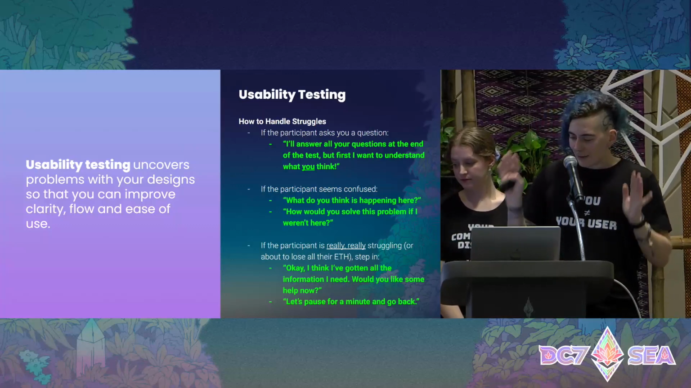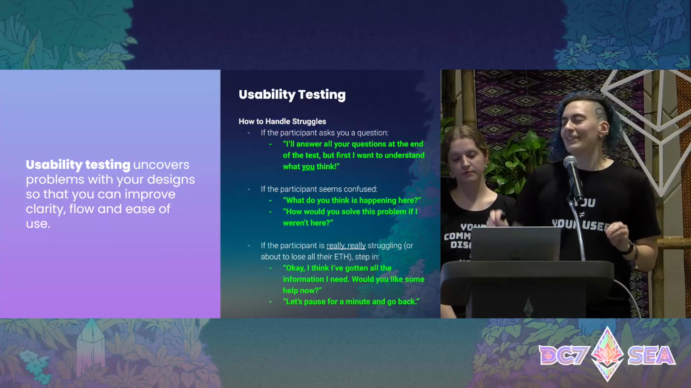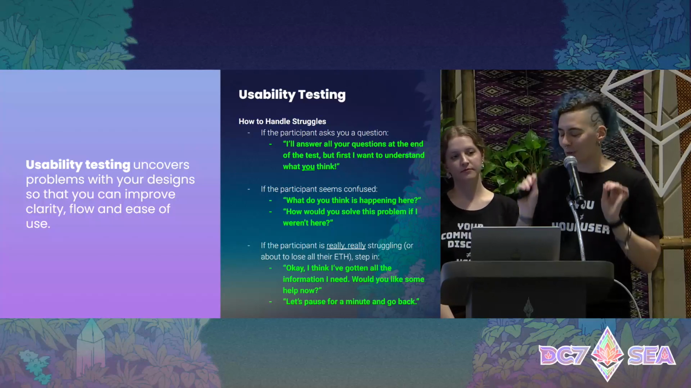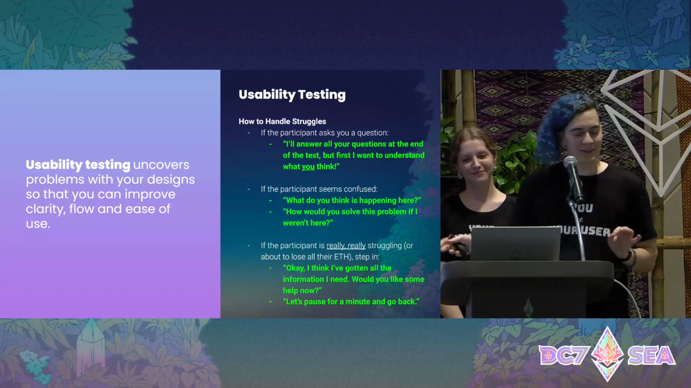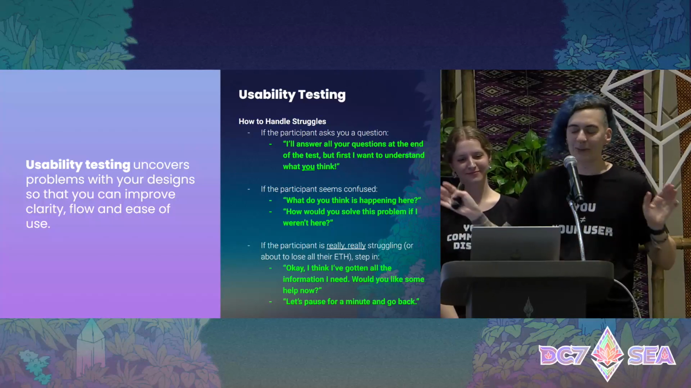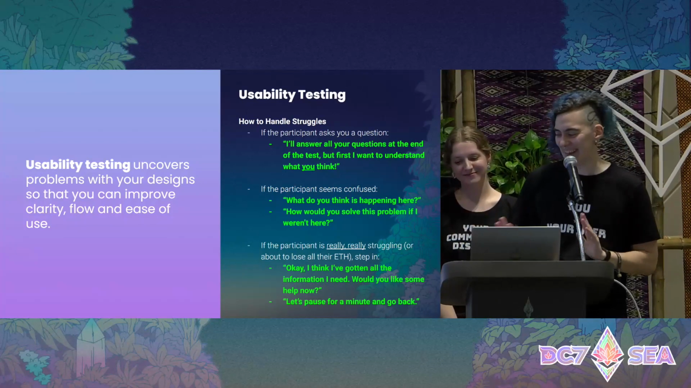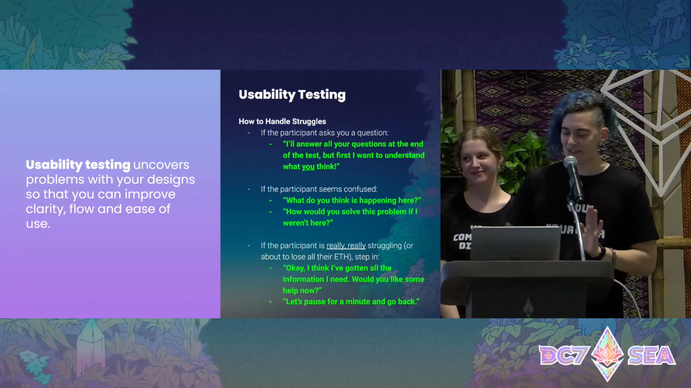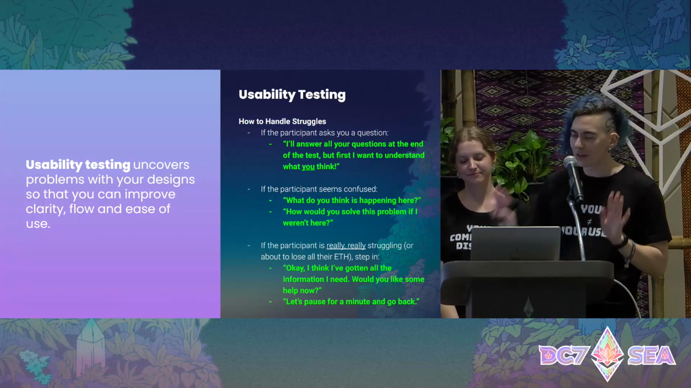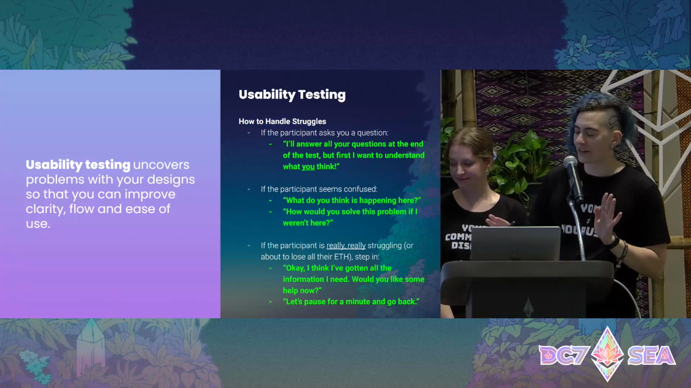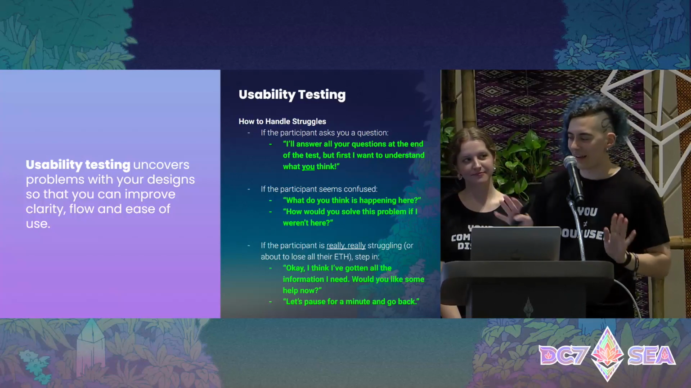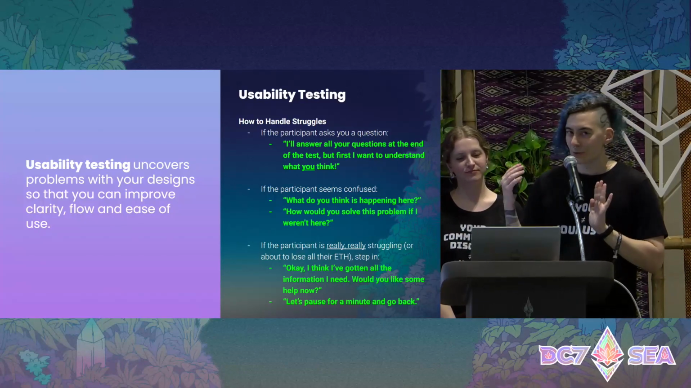And so if the participant is really, really struggling, so they're about to lose all of their money, rage quit the test, and you can see that they're just not getting anywhere, you can say, all right, so I think I got the information that I need. Would you like some help?